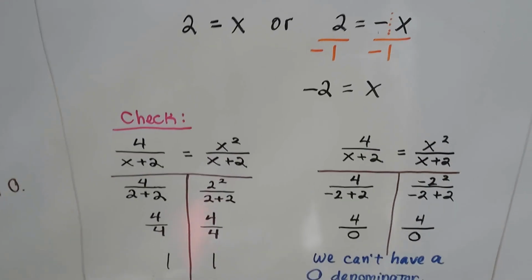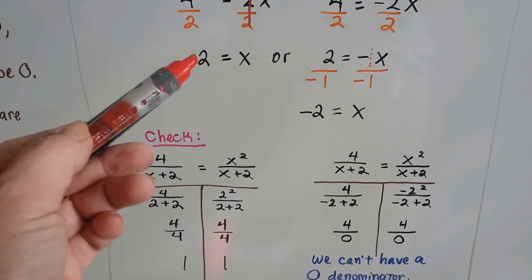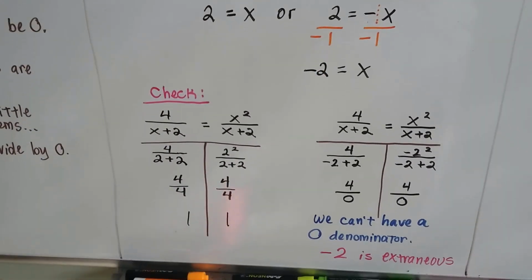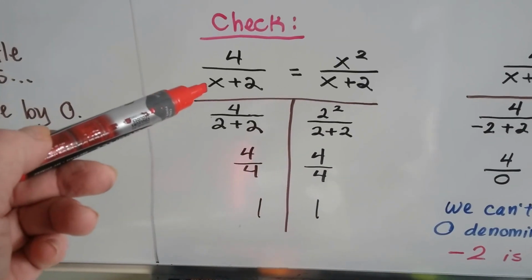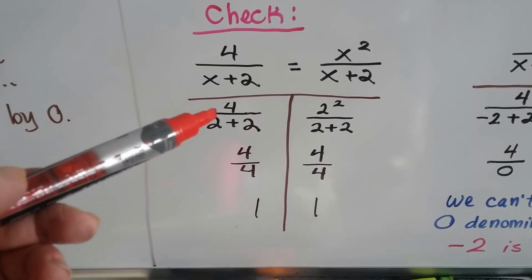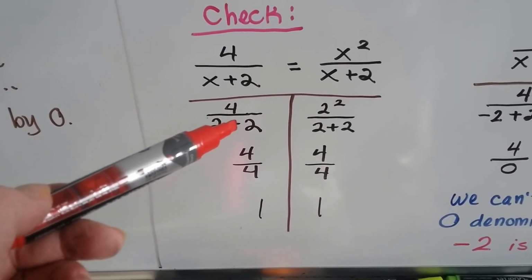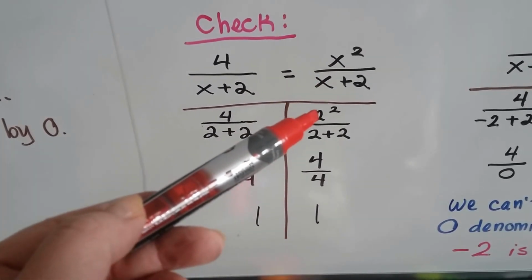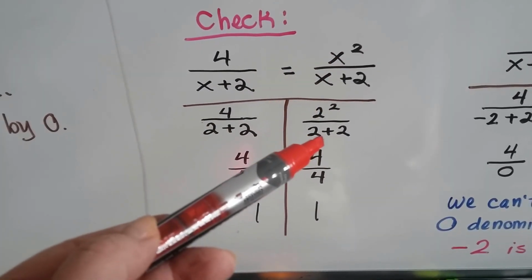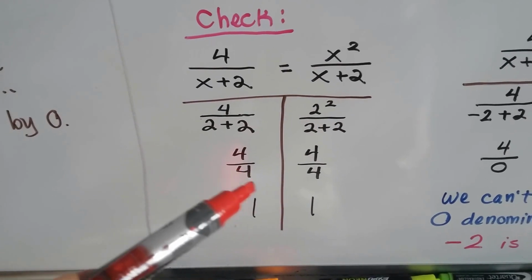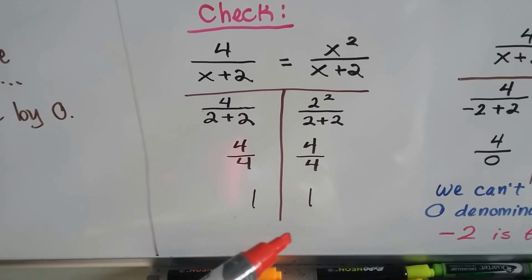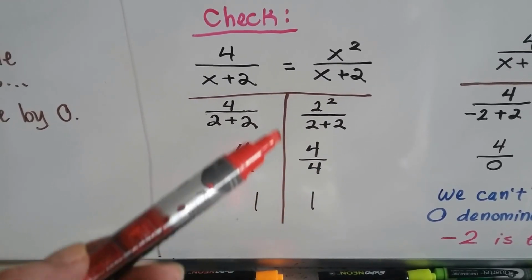So now when we check it, we're going to try putting 2 in and negative 2 in to see if it works. So putting in a 2 wherever there's an x, we get 4 over 2 plus 2. And we get 2 times 2 over 2 plus 2. Well, that gives us 4 over 4 on this side and 4 over 4 on that side. That's a 1 and a 1. So yeah, that checked out.